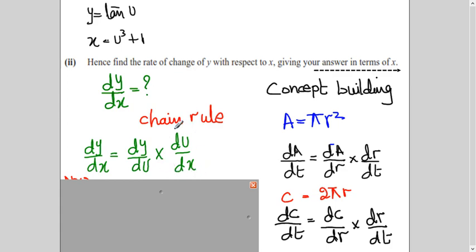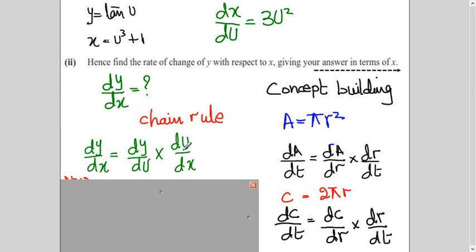Now the thing here is I have given the equation of x in terms of u. I can differentiate x with respect to u, right? And it will be what? If I differentiate x with respect to u, I get 3u square.